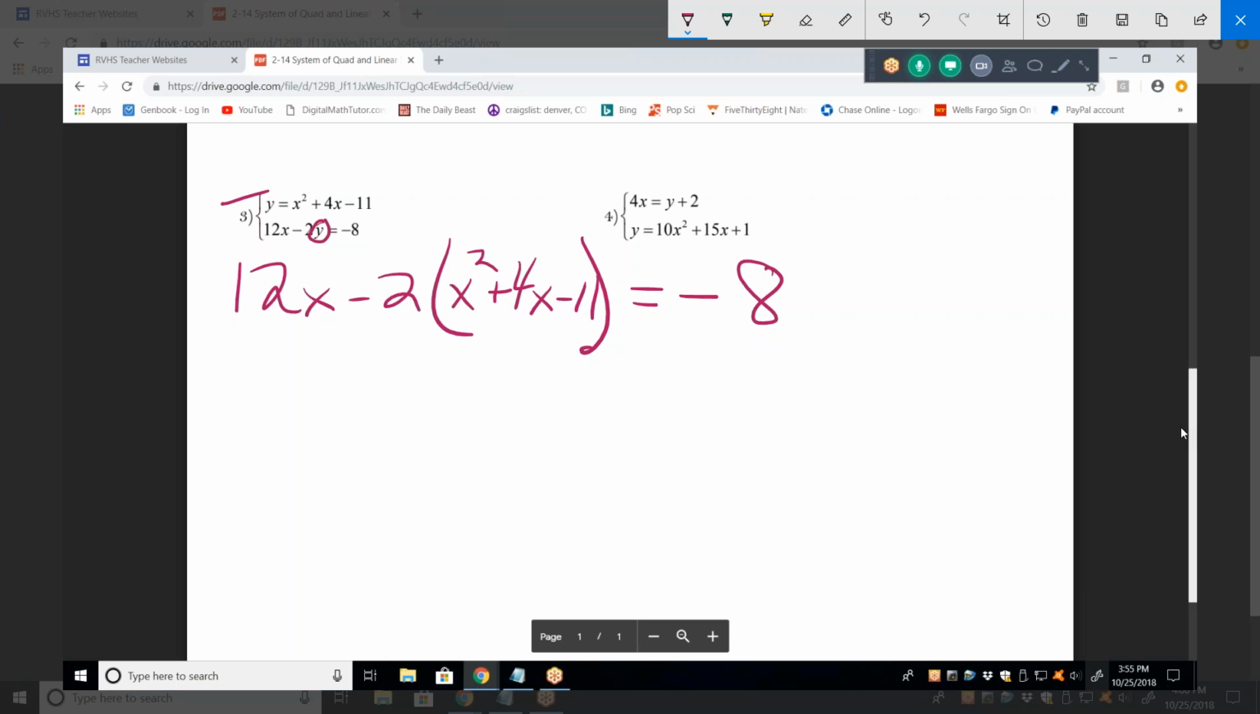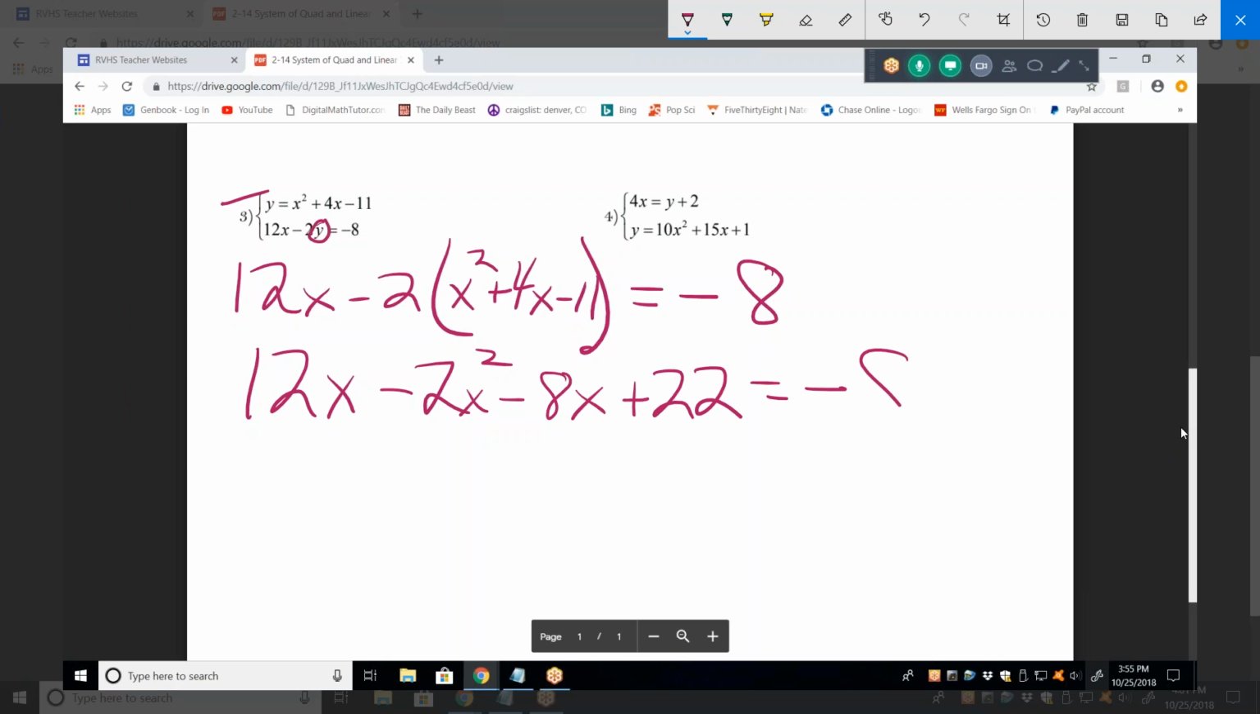We could FOIL it, or there's no foiling. We could just multiply it all by -2 and then distribute it. That gives you -2x squared, -8x, and -22. -2 times -11 is what? 22. Positive 22. Makes a big difference.